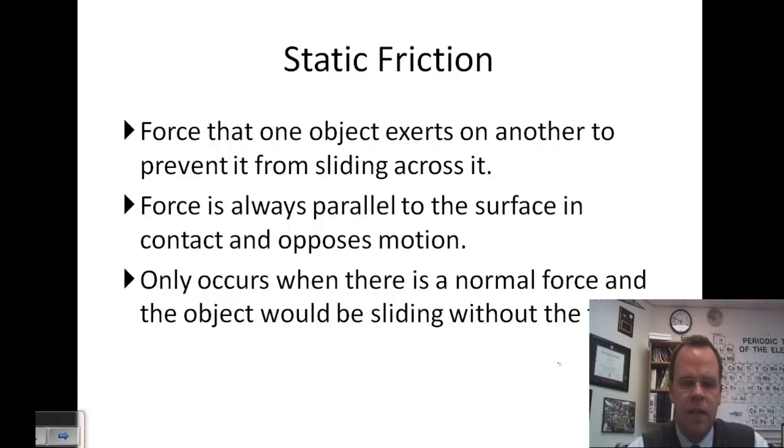Common examples of static friction are trying to move across a surface and having the object not slide, like when you're walking. When you're walking, you press against the ground with your foot. The bottom of your shoe and the ground have a static friction force to keep your foot from sliding. If your foot starts sliding, you start slipping, that would not be static friction anymore. The same thing applies to tires.